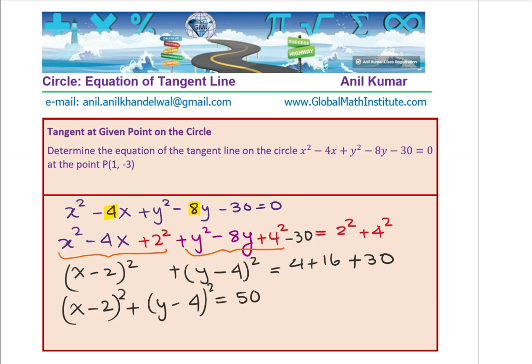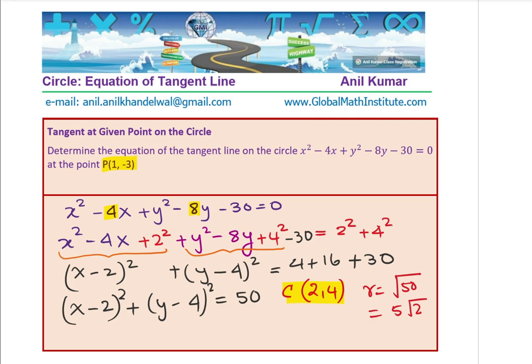So clearly you got your parameters. Your center C is now (2, 4), and the radius is the square root of 50, which is 25 times 2, 5 square root 2. Make sense? We're more interested in the center, and now we should be in a position to find the equation of the tangent line. Correct?